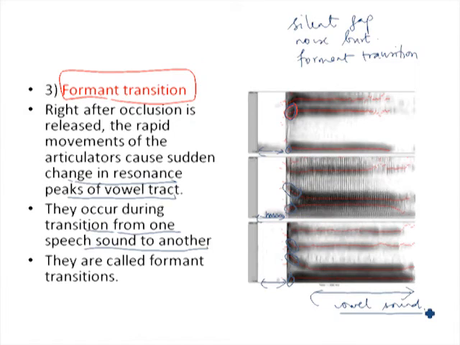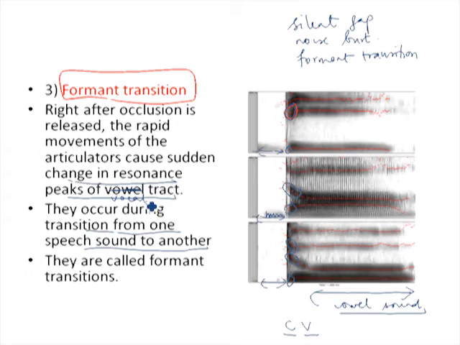So there is movement from the production of, this is a combination called the CV, which is consonant followed by a vowel, where the consonant is produced first, which is a stop sound. And then when it transitions to produce that vowel, you see the formant transitions because of the sudden change in resonant peaks of your vocal tract. Not vowel tract, this is a typo here, it's vocal tract. These transitions are called formant transitions.